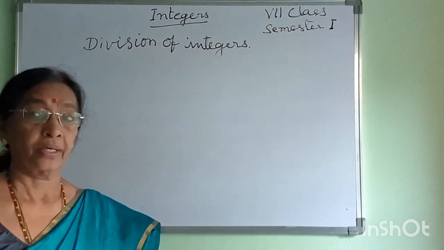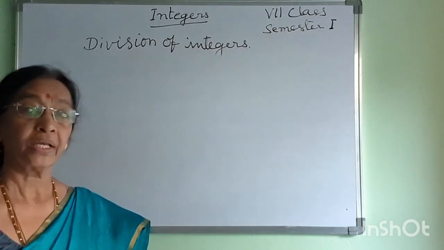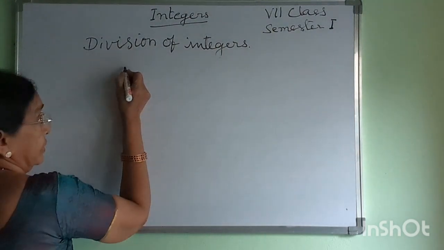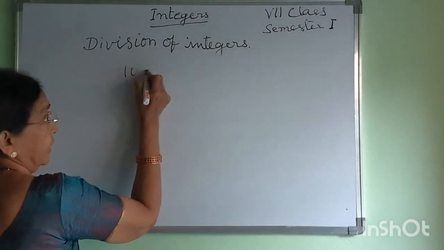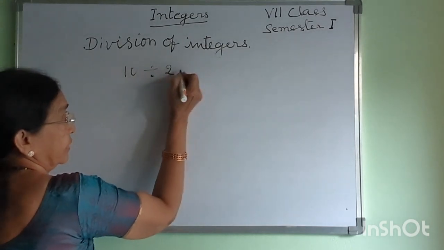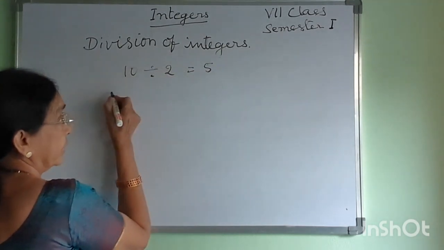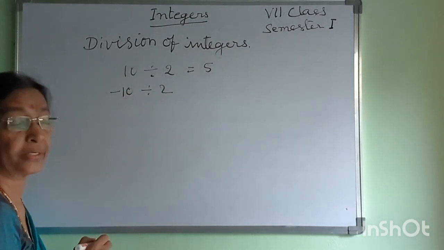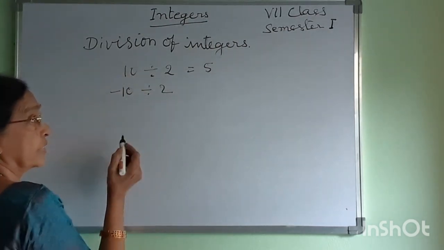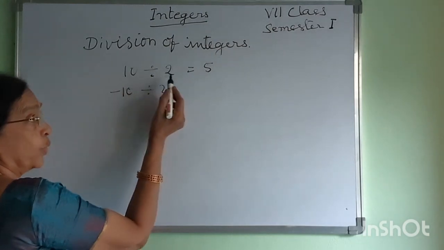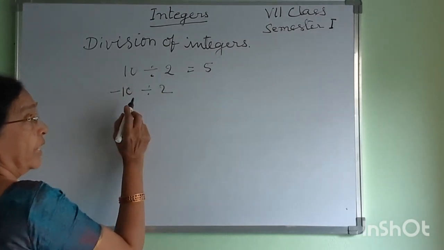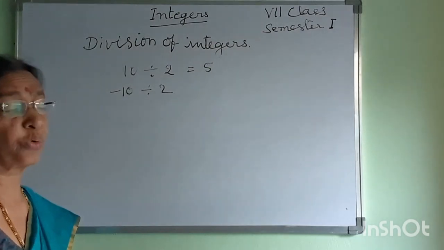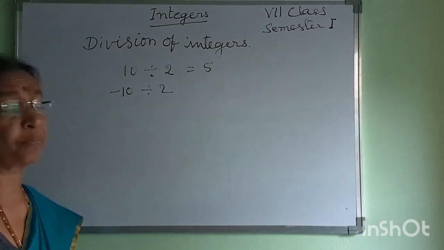Division of integers is just like division of whole numbers. First, suppose 10 divided by 2 is equal to 5. But minus 10 divided by 2: minus 10 is an integer, 10 is also an integer, but these two are whole numbers, we get another whole number. But for all the integers in division, we don't get whole numbers, only for certain numbers.